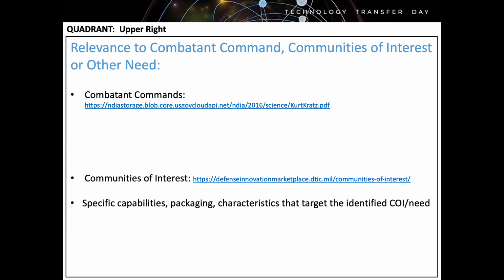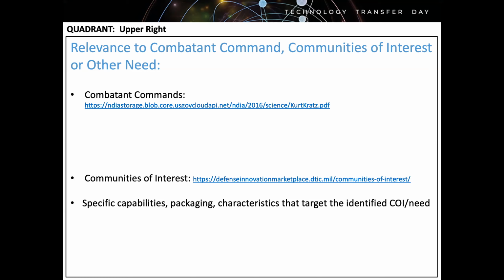So there are a couple of ways that you can identify customers. One, if you have been doing research and you have connections to potential customers, or you have been working on your solution with a specific customer in mind, please feel free to use that customer. You do not need to select a combatant command or a community of interest. If you have somebody in mind, you know somebody, please feel free to use that as your customer designated. If you don't know where to start, there are a couple of options here.